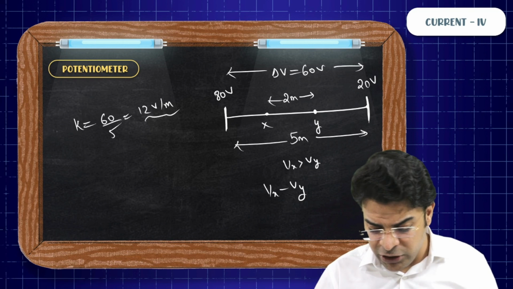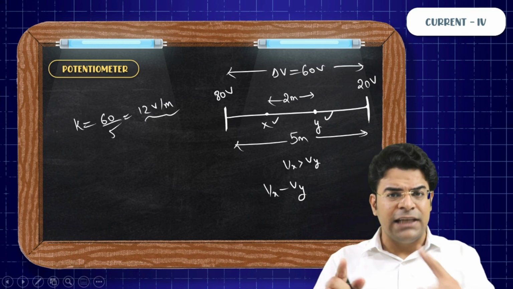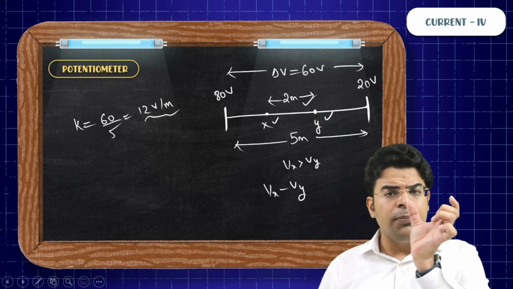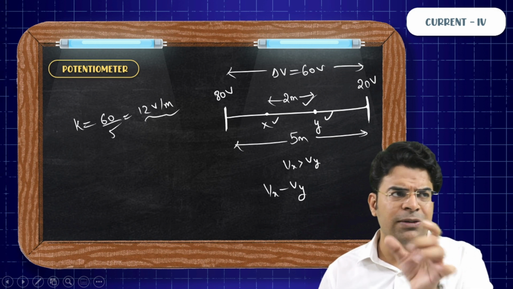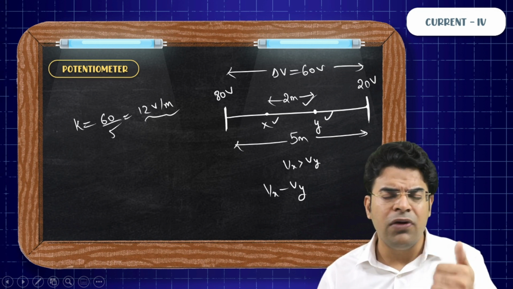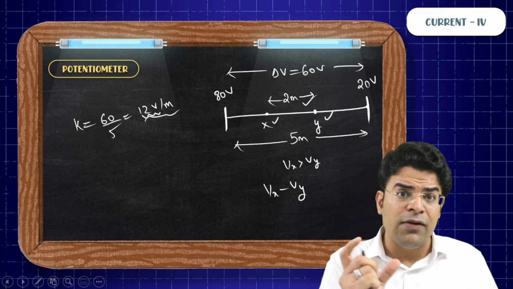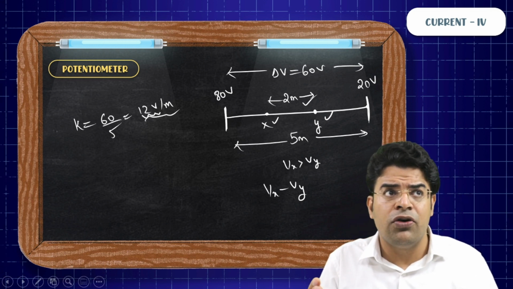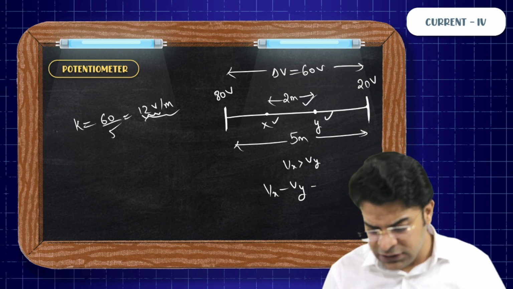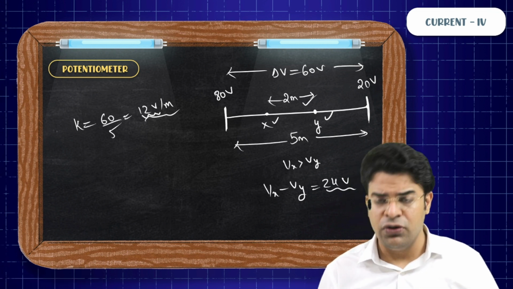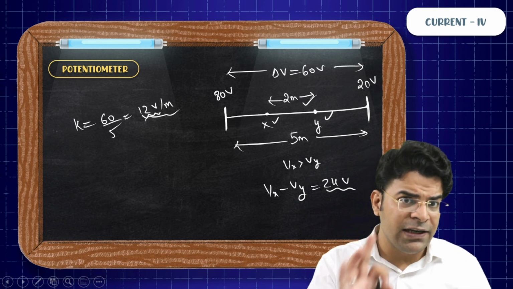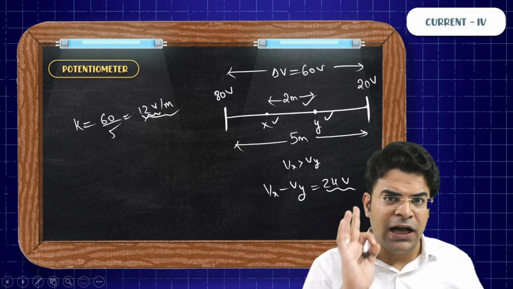You are asking me the potential difference between 2 points X and Y separated by 2 meter. Then the potential difference between these 2 points X and Y separated by 2 meter has to be 24 volt. Because in 1 meter, the potential drops by 12 volt. So in 2 meters, the potential will drop by 24 volt. So the answer has to be 24 volt. That's all. If you haven't got this, try to get the answer to this one.